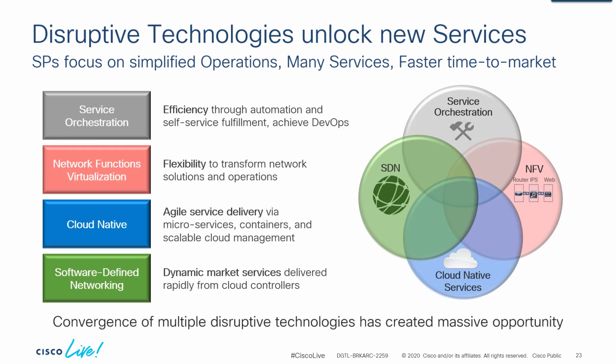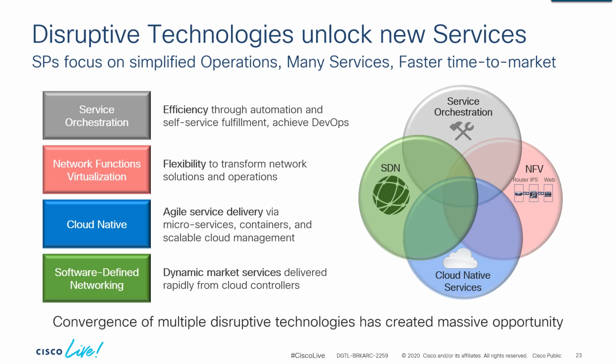So, what are the service providers telling us in terms of the disruptive technologies that are unlocking these new services? SPs today are focused on number one, simplified operations. We've got to do more with less. Number two, we've got to deliver not a single service, but many managed services. And number three, we need a drastic improvement in time to market. So how are they achieving this? First of all, service orchestration. Everybody knows that. It's an efficiency that you're going to derive from automation of your processes, self-service fulfillment, and what you're trying to achieve is more of a DevOps model.